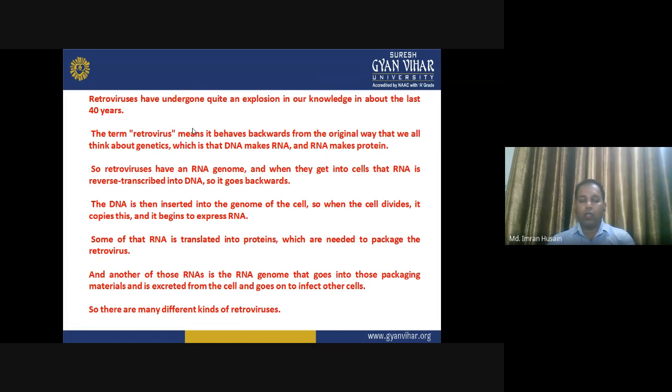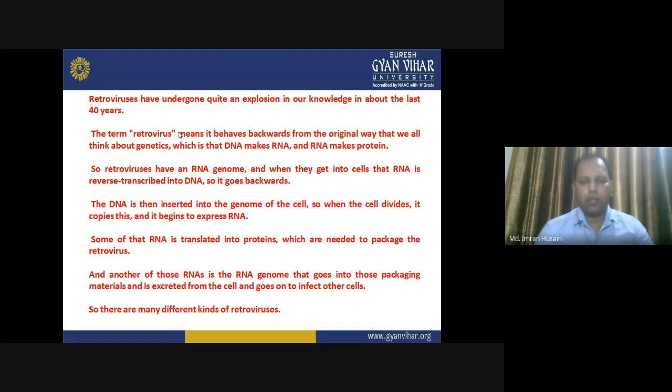So, what they are trying to say is that the whole RNA genome of the virus does not get reverse transcribed by the enzyme. One portion is left that has to be packaged in the new virus particles that are being formed. And another portion of that RNA is the RNA genome that goes into the packaging material and is excreted from the cell and goes on to infect other cells. So there are many different kinds of retroviruses.